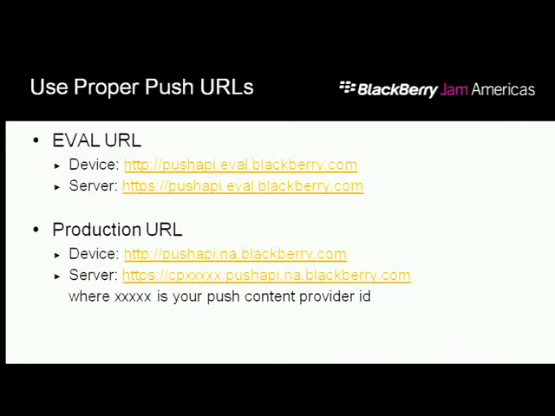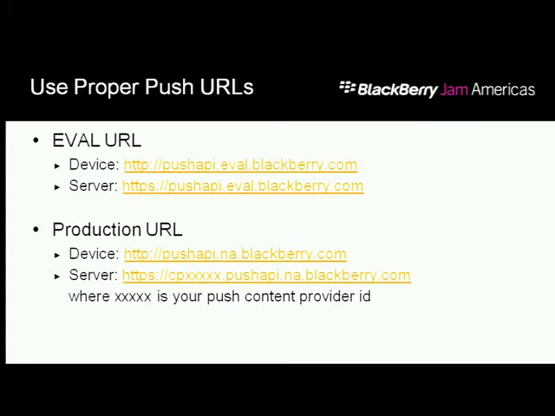Another important thing that myself and Garrett have come across is that when using the eval service and production service, note that the server-side URL is HTTPS, not HTTP. That's actually a common mistake that we find, and developers come to us and say, we're not getting our push message. So make sure they're using HTTPS.